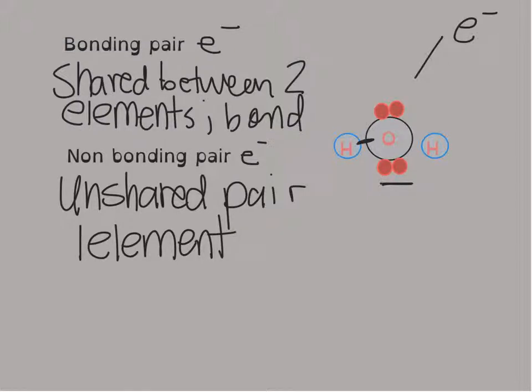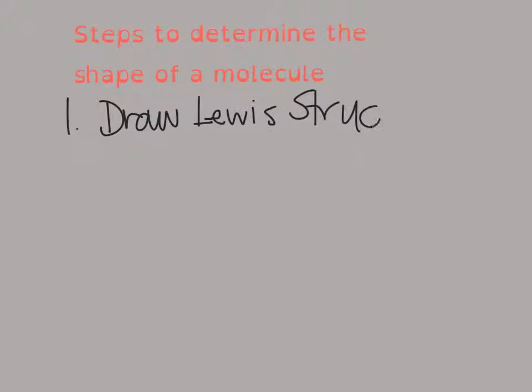For the remainder of the VSEPR theory, we're going to focus on how many bonding pairs and how many unshared pairs of electrons we have in each molecule to decide what overall shape we will take on. Okay, so there's a couple of steps when you're trying to determine what shape the overall molecule takes on. The first step is you need to draw the Lewis structure. If you don't have the Lewis structure, you really can't decide what shape the molecule would take on.